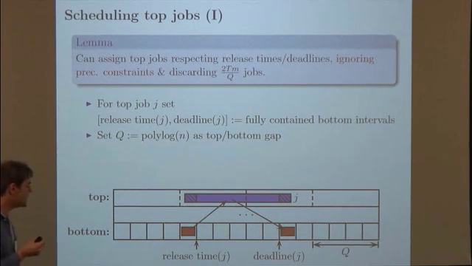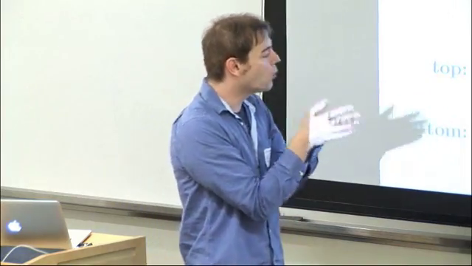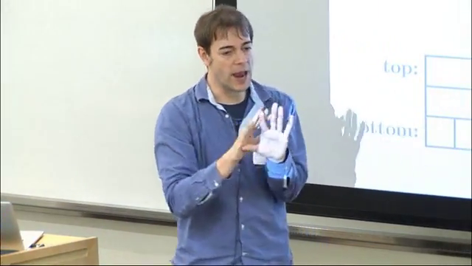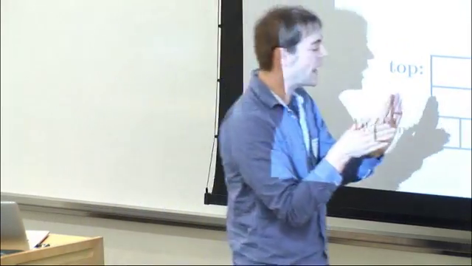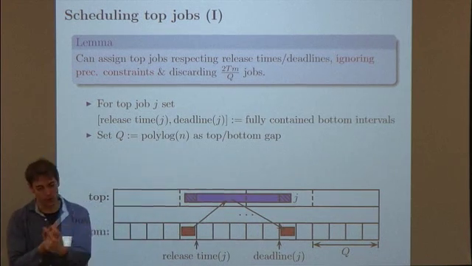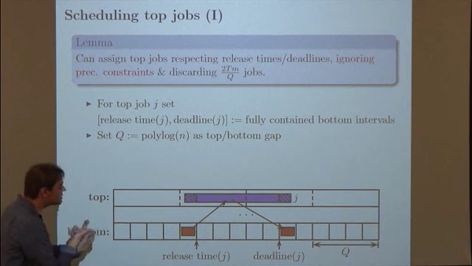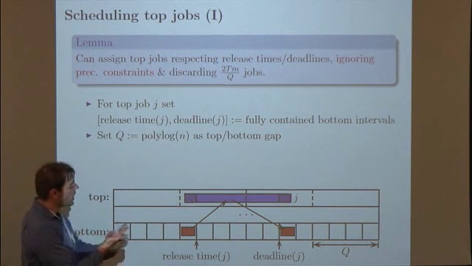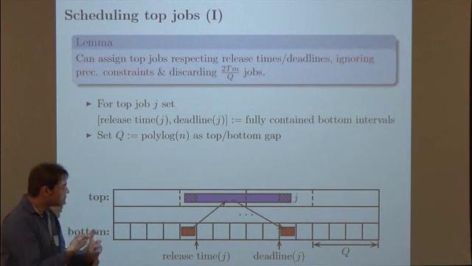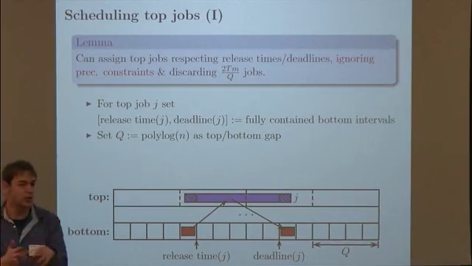I want to schedule the top jobs in two phases. In the first phase, I want to prove that I could schedule the top jobs if I would be allowed to ignore any precedence constraint other than that I have to schedule the job between release time and deadline. In the second phase, I show that, now that I know I can schedule the job between release time and deadline if I ignore precedence constraints, I can also schedule it with precedence constraints, knowing that the precedence constraints that I have to respect don't have long chains.